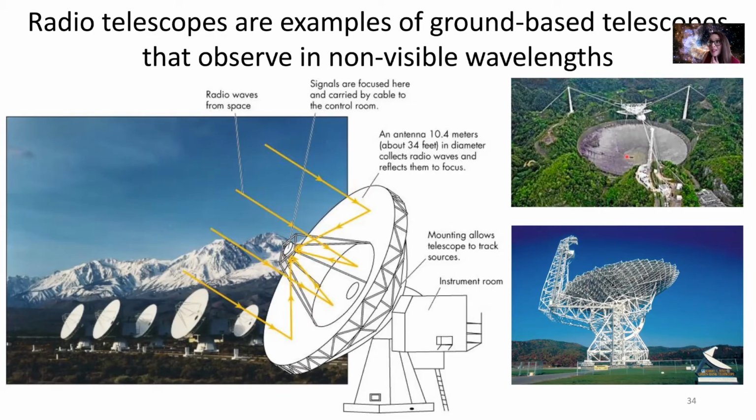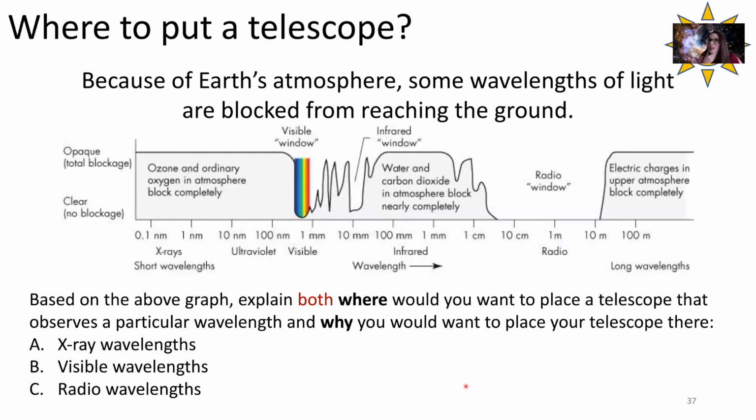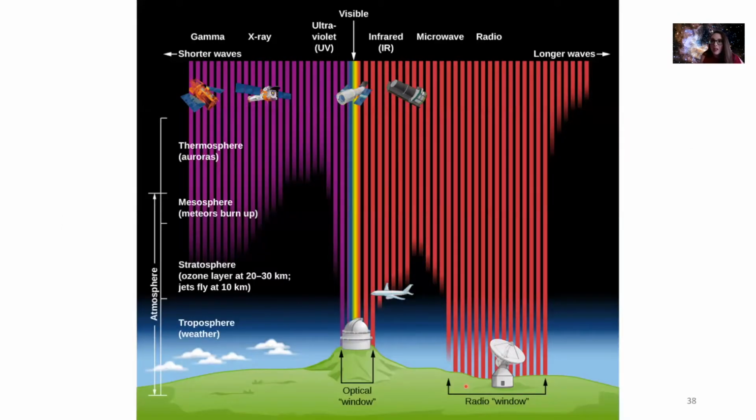Arecibo plays a role in something called SETI, the search for extraterrestrial intelligence, where we're using these radio wave telescopes in order to see if you can capture perhaps a signal from a distant communicating civilization. Because of Earth's atmosphere, some wavelengths of light are blocked from reaching the ground. And so what I'm going to have you do for this engagement check is to think about where would you put a telescope to observe a particular wavelength of light.